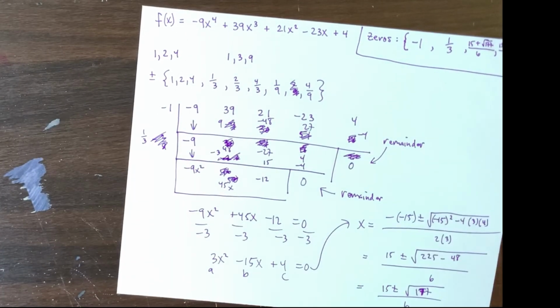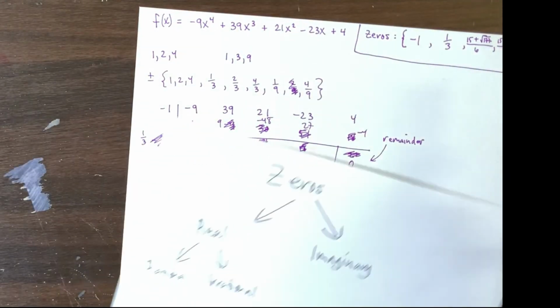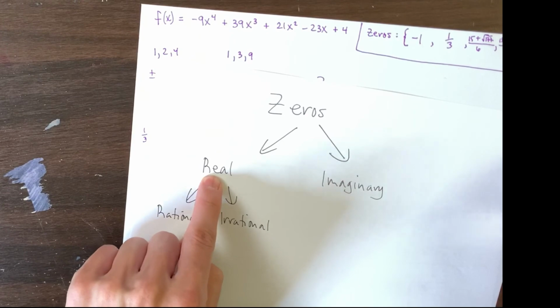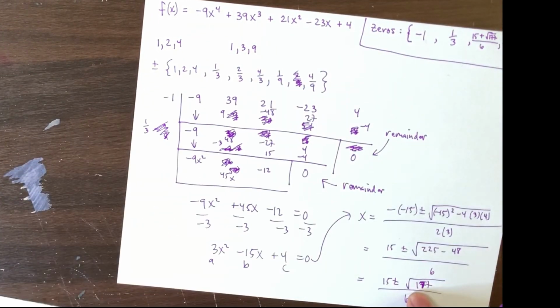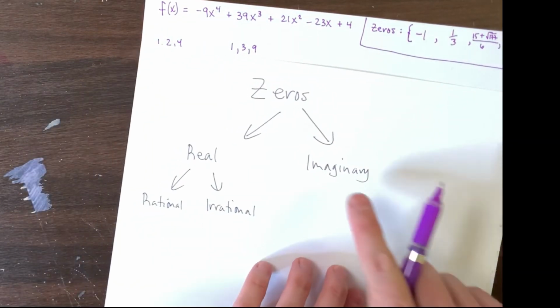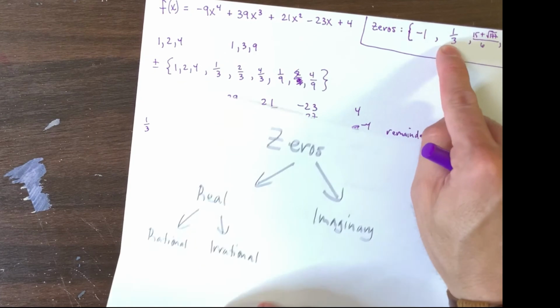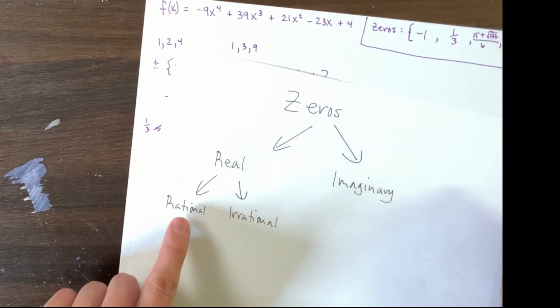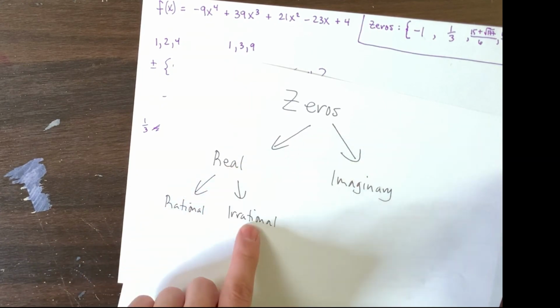So there you have it. I have 1, 2, 3, 4 answers. As it turns out, all 4 of these are real. They are imaginary when they have i's. Like if I had square rooted a number that was negative, that would have been imaginary. So this one had 4 zeros. 2 of them were real, rational, and the other 2 were real, irrational.